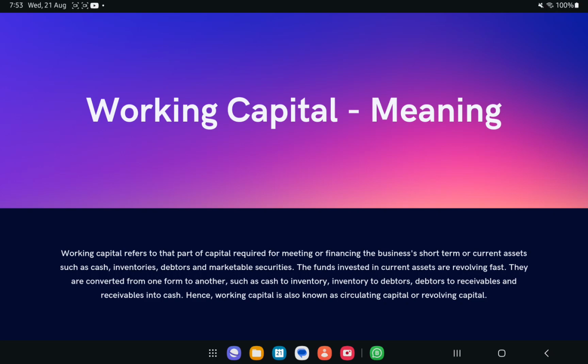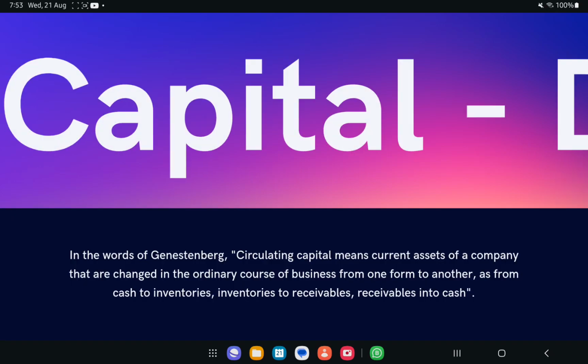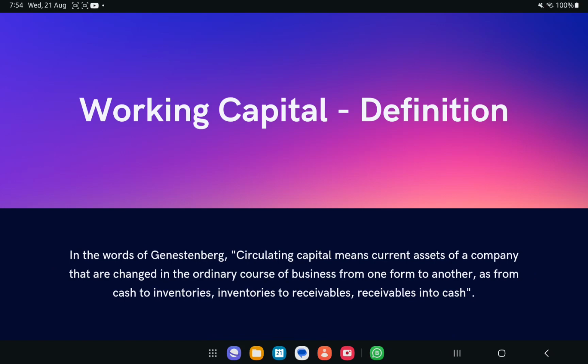So, working capital generally includes, see here, cash, inventories, debtors, and marketable securities. All these things together form part of working capital. As defined by Gestenberg, working capital is circulating capital. Okay, remember, since the working capital keeps rotating within the business, it is also known as circulating capital. Once we have some working capital, it is converted to something else. Once again, it will be converted back to working capital. It keeps rotating, so it is also known as circulating capital.